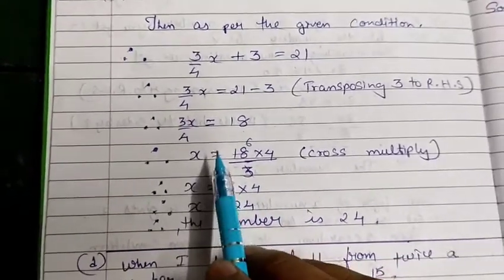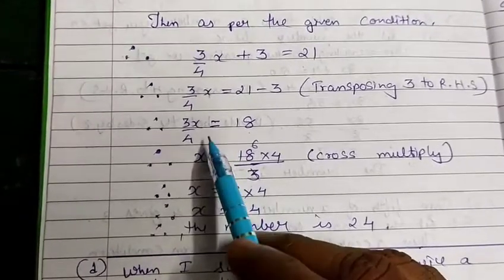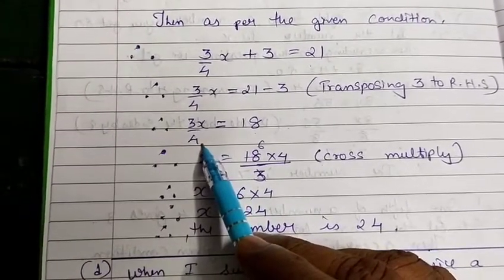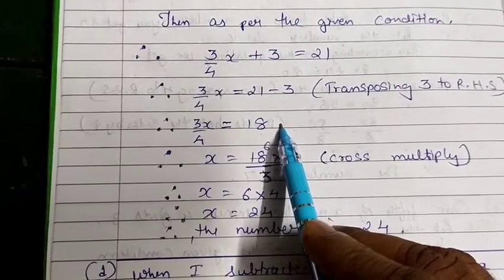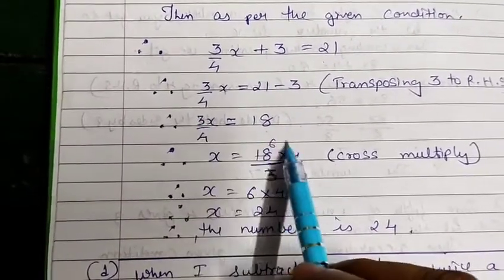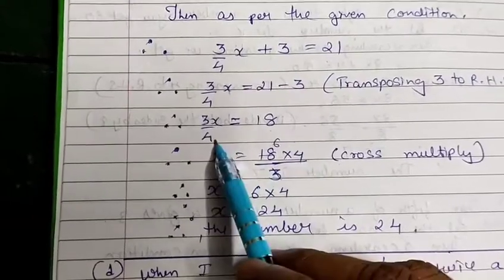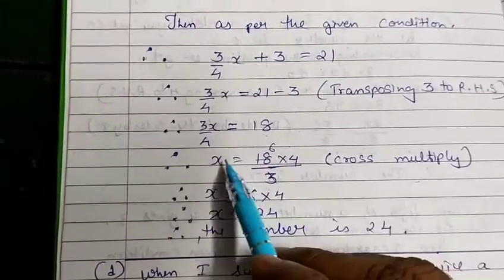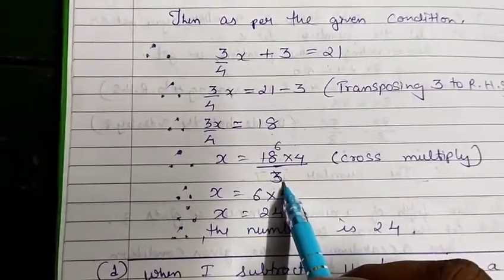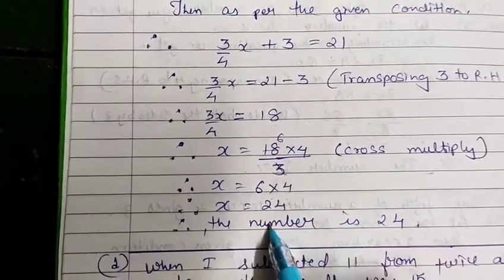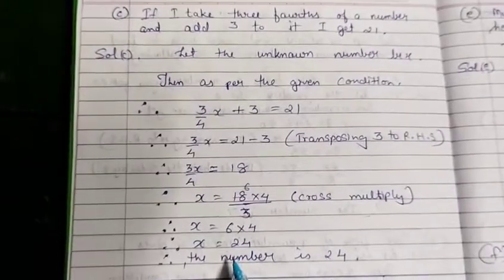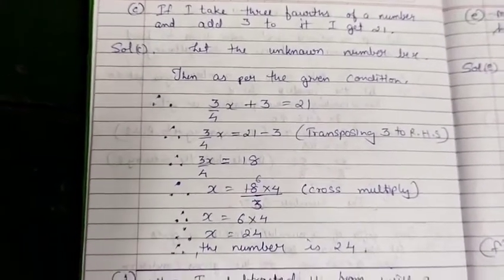So now we will do our another condition, that is you have to do cross multiplication. 4 will come over here and 3 will come in denominator. Cross multiplication method. So by doing such, now you can easily do cancellation. 3 6 are 18 and 6 4 are 24. This is how we got our value of unknown number, that is 24.